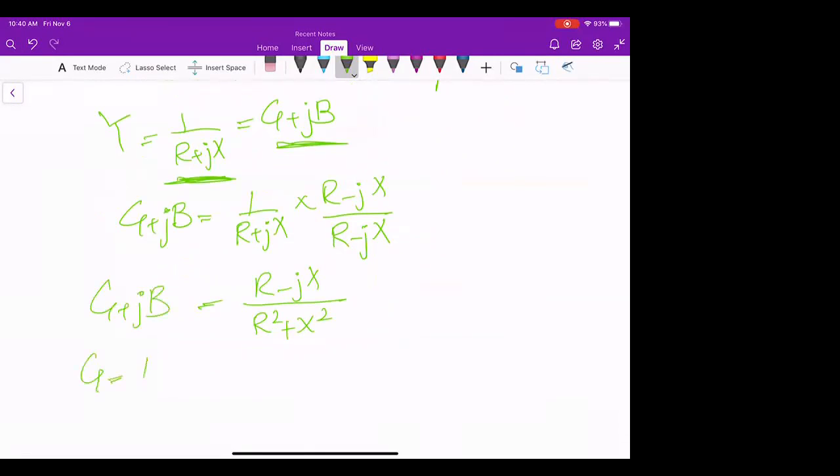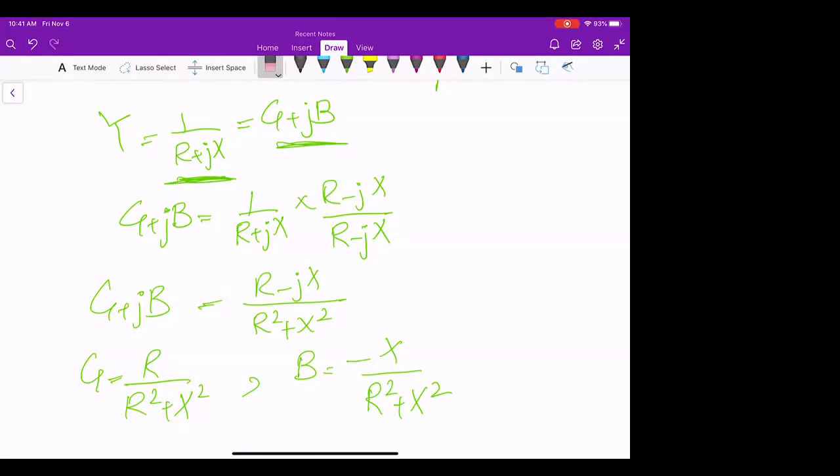So my G will be this. This is the relationship of G with resistance and reactance, and B with reactance and resistance. Similarly, you can try to find the opposite of this, and it should be the same. So that's how we can find the relationship between them.